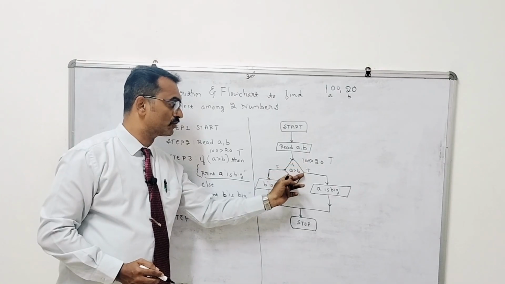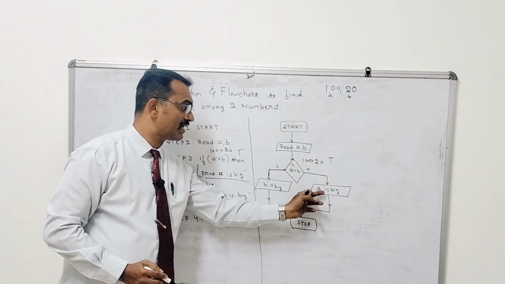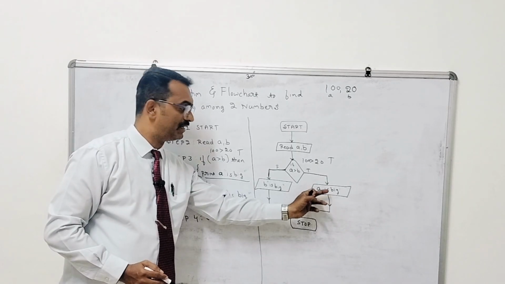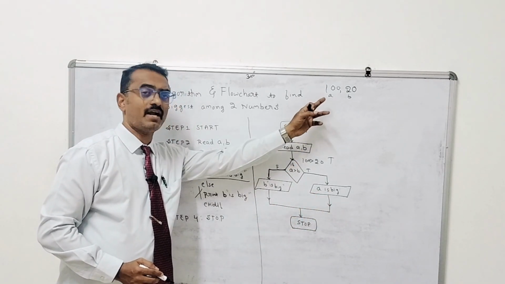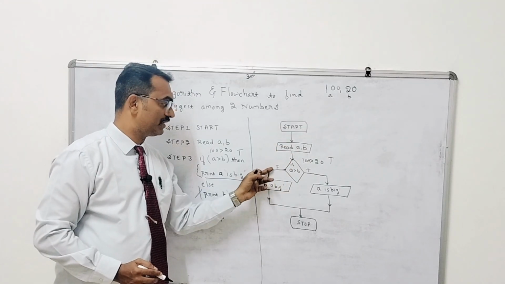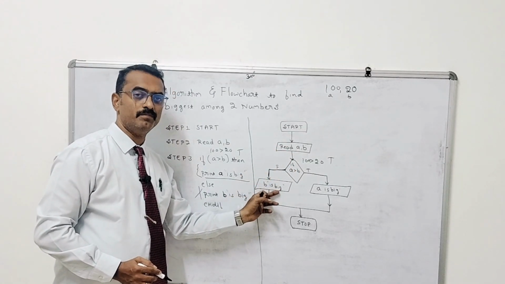So if the condition is true, we will come here with the help of arrow marks. We can understand that A is big. Again 100 is big will be printed. And next we will go to the stop. Sometimes if we will write B is big, the arrow mark is here. If the condition is false, come this side and print B is big.